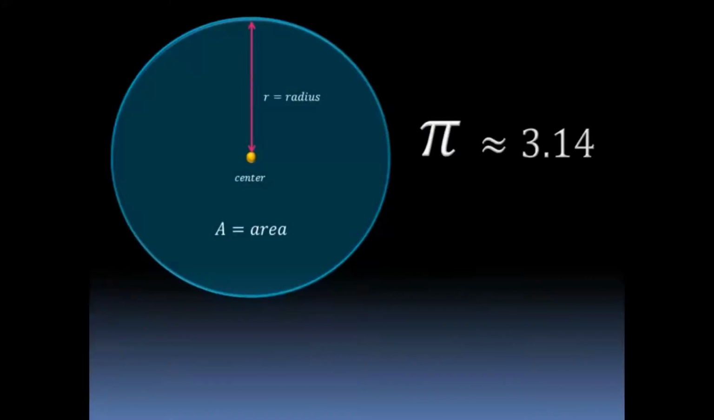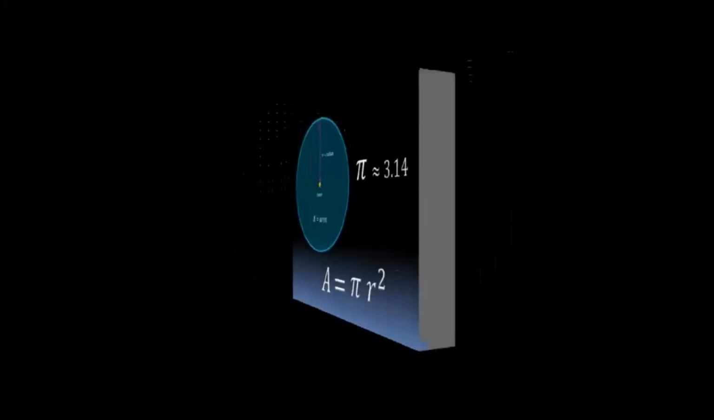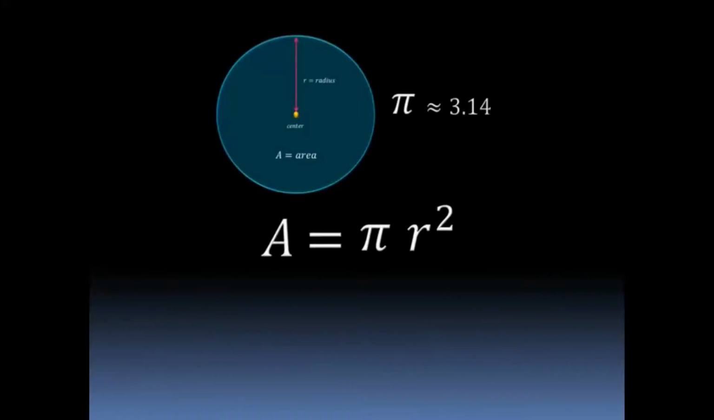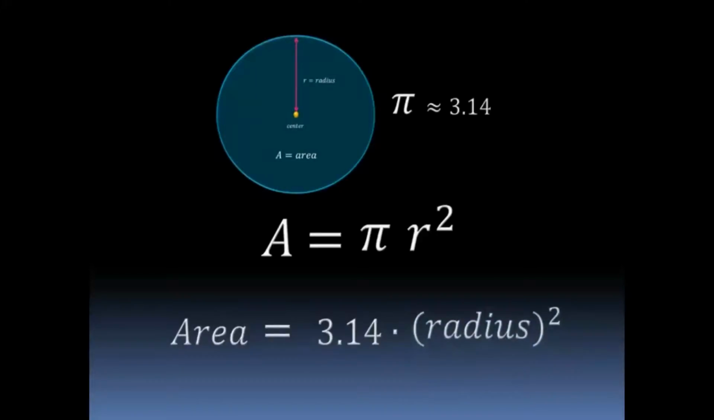Let's see what our area formula is for a circle. The area of a circle is equal to pi times r squared, or r to the second power. Put another way, the area is equal to 3.14 times the measure of the radius squared, or raised to the second power.